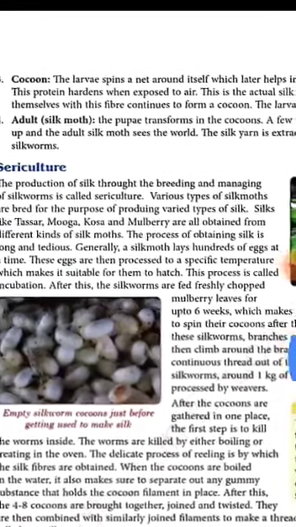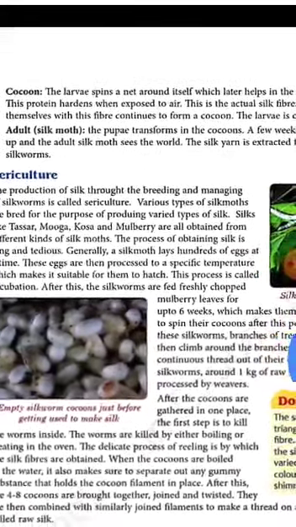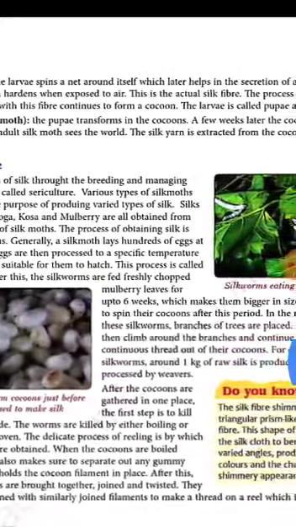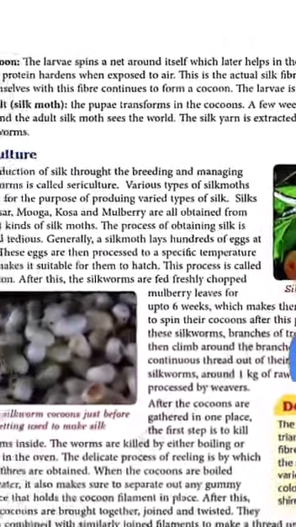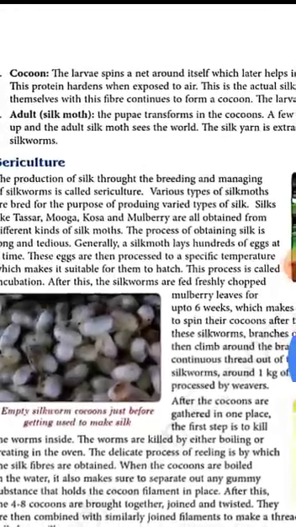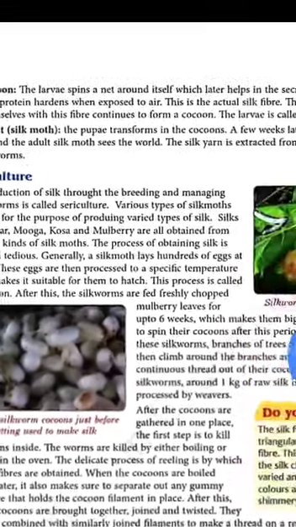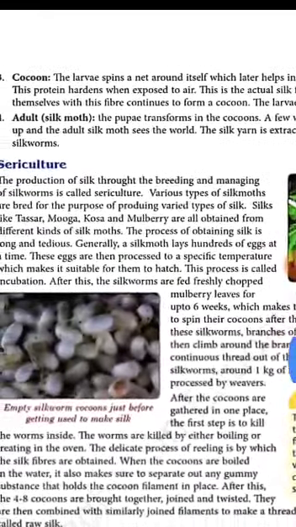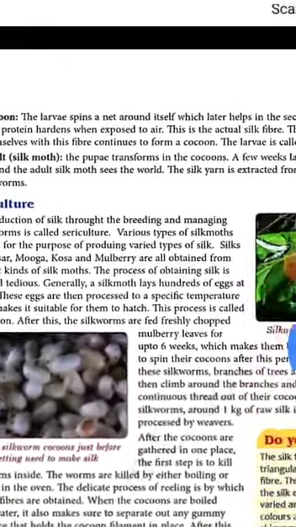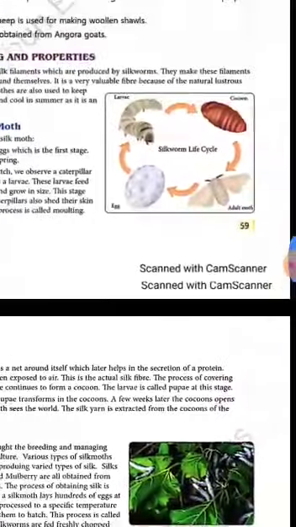So pupa transforms in the cocoon, and few weeks later the cocoon opens up and the adult silk moth comes out of this cocoon. So the silk yarn is extracted from this cocoon, and in this way the silk is produced. So come to the picture. See here, page number 59.